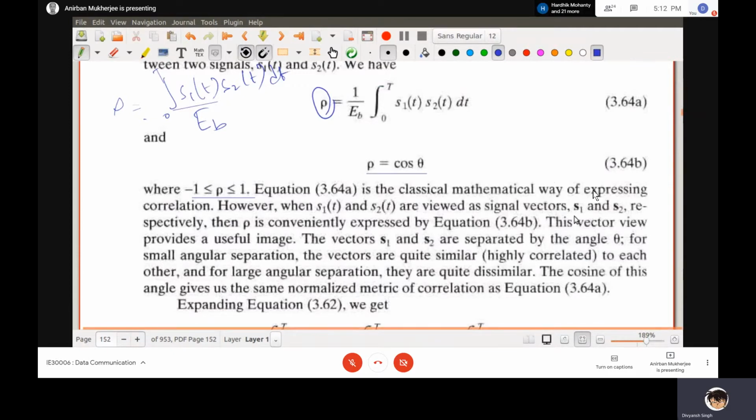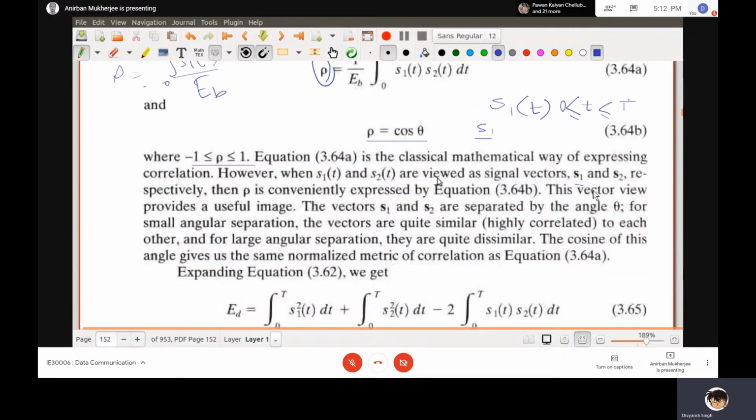I can define, please remember that sometimes we write S1, sometimes we say it is a function for t from 0 to capital T. Sometimes we just write this one as some signal vector, and S2 is another signal vector. And this is the cross correlation of these two vectors you are doing.